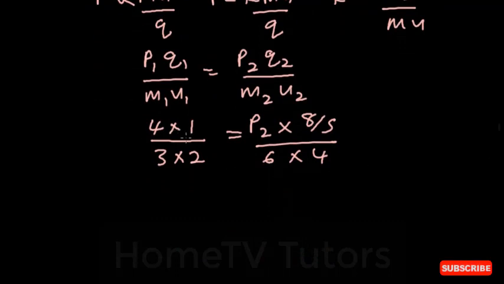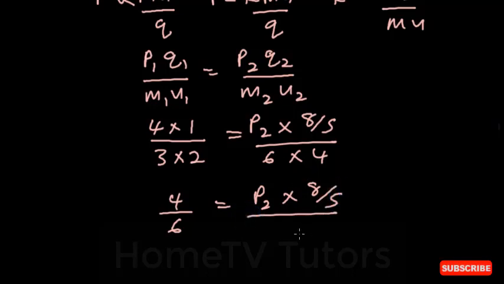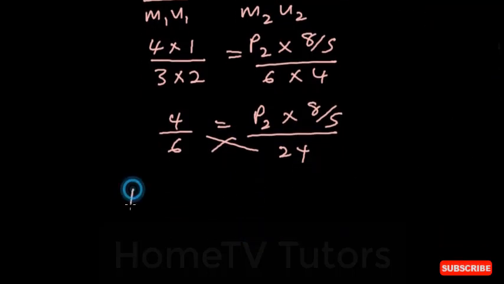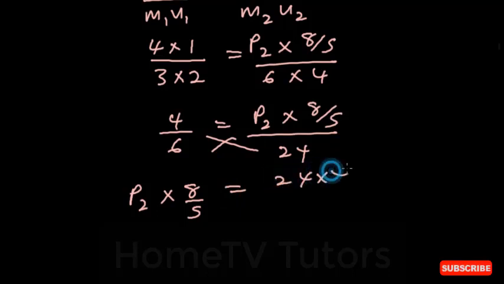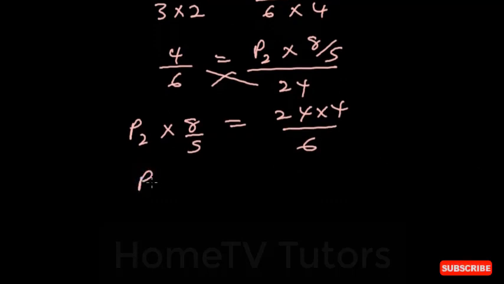Alright, so 4 over 3 times 2, which is 6, equals P2 times 8 over 5, over 6 times 4, which is 24. So we cross multiply, we now have P2 times 8 over 5 equals 24 times 4 to be divided by 6. Here 6 into 24, we have 4, 4 times 4 gives us 16.